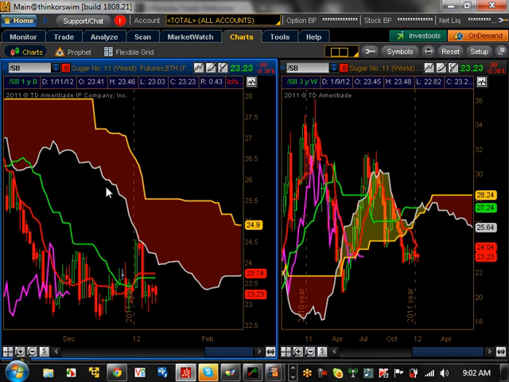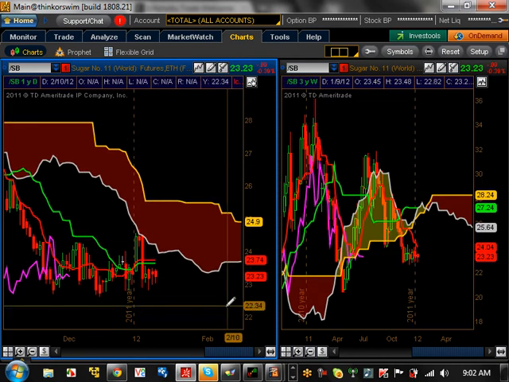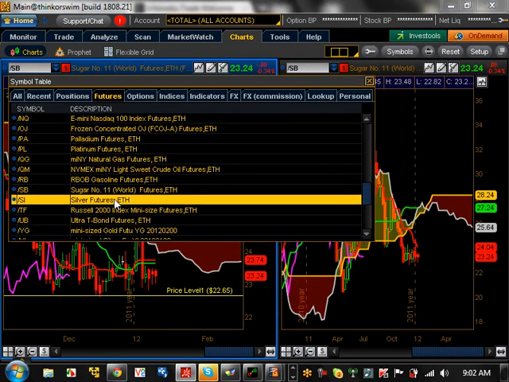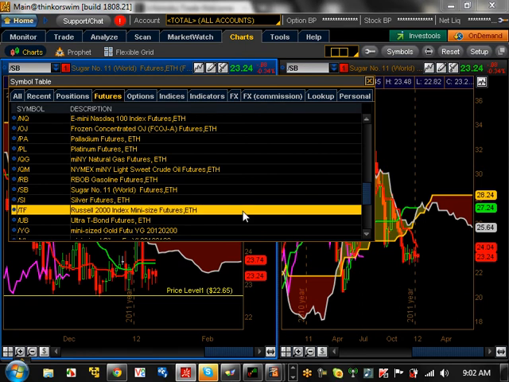Sugar, really nothing going on here. If this thing could break this support level here at 22.65, it's going to start a trend to the downside to 20 at least, moving forward. So I'll keep an eye on this one moving forward. Silver, we're going to come back to.